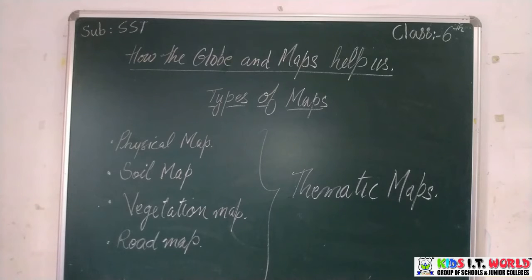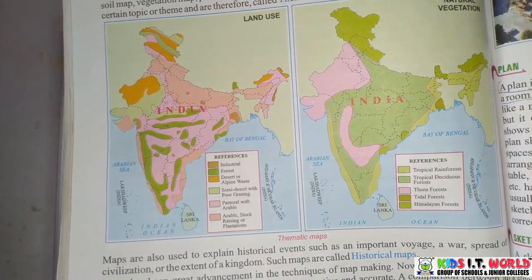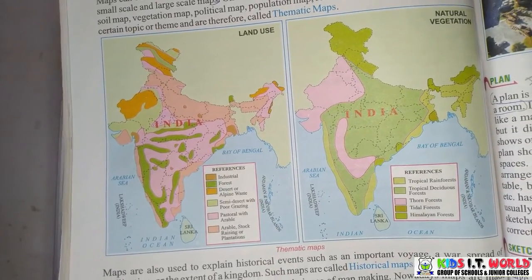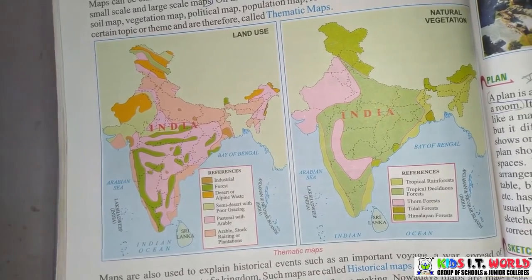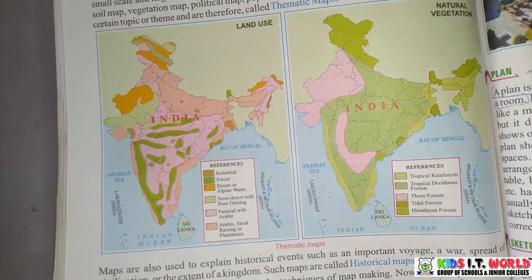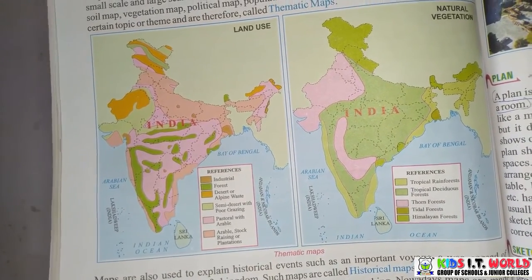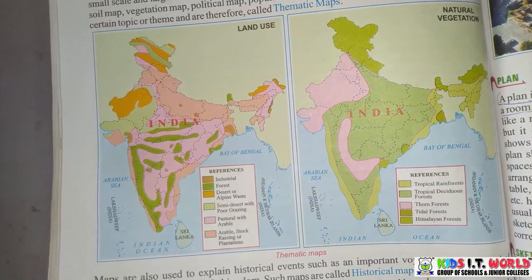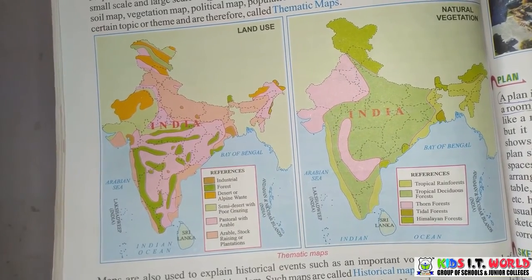Now we can quickly see how there are different types of maps and what things are mentioned so that we understand which area is which. So here we have an example of a thematic map. Two maps: the first map is land use and the other one is natural vegetation. Both are maps of India, but they serve different purposes. The first defines the use of land. The second gives us information regarding the green vegetation spread out in India.